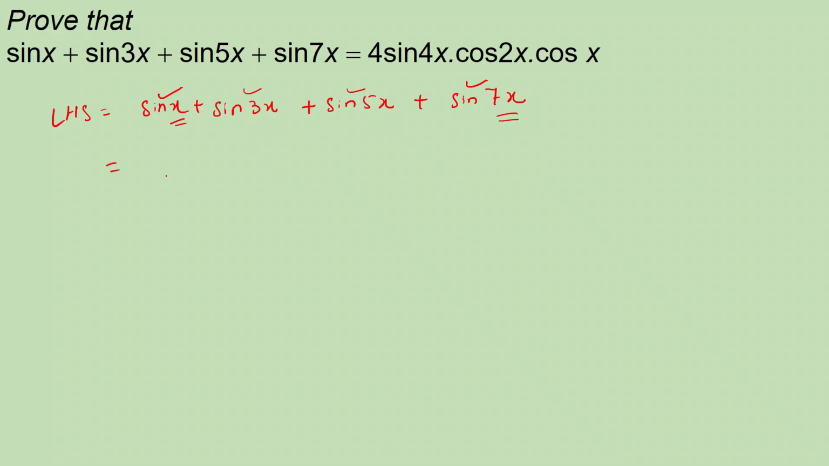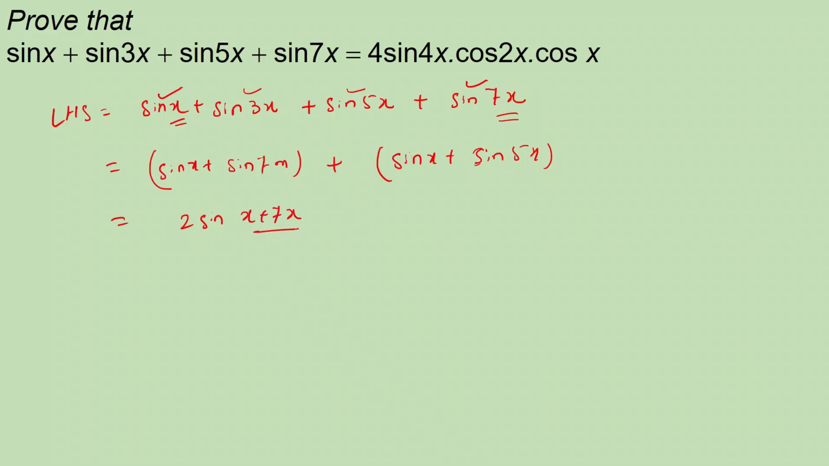Okay, so you take the first and the last term, sin x plus sin 7x together. We'll be applying the formula in this case, and also the same formula for these two terms, sin 3x plus sin 5x. Sin c plus sin d, tell me the formula. Incorrect. The correct formula is sin c plus sin d is 2 sin of c plus d by 2 cos of c minus d by 2. This is the formula.